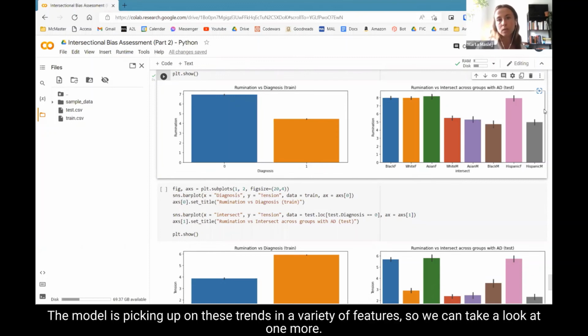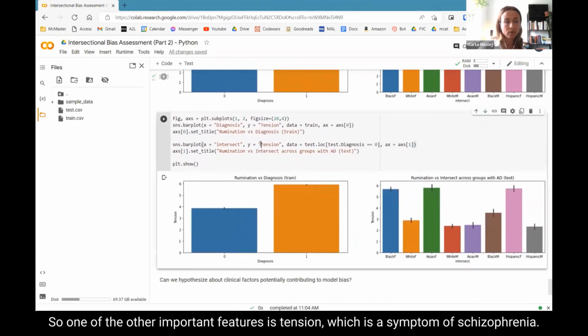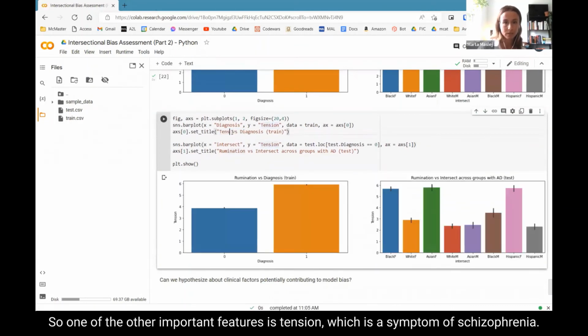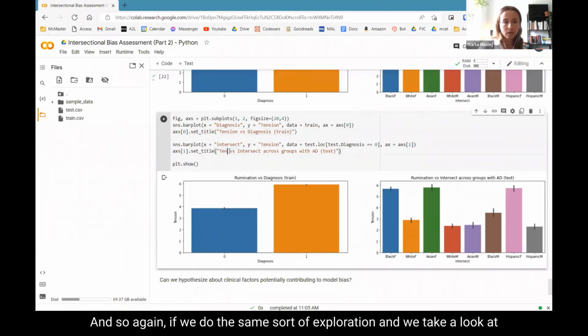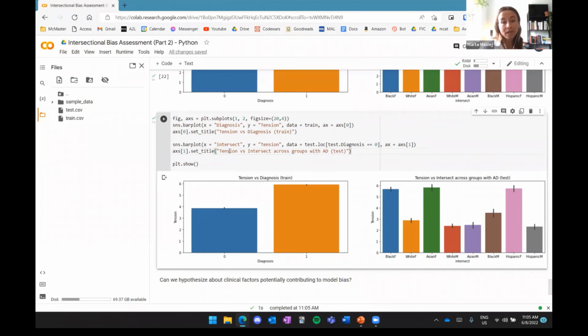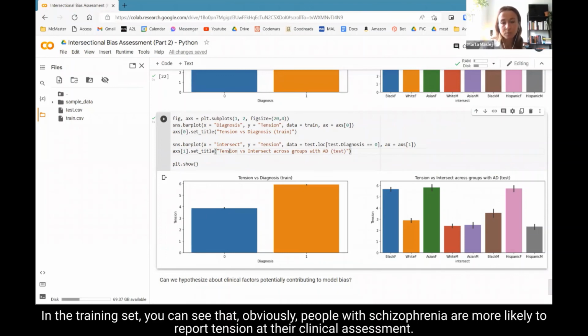But of course, the model is picking up on these trends in a variety of features. So we can take a look at one more. One of the other important features is tension, which is a symptom of schizophrenia. And so again, if we do the same sort of exploration and we take a look at how tension is reported by individuals with affective disorder versus schizophrenia in the training set, you can see that obviously people with schizophrenia are more likely to report tension at their clinical assessment.